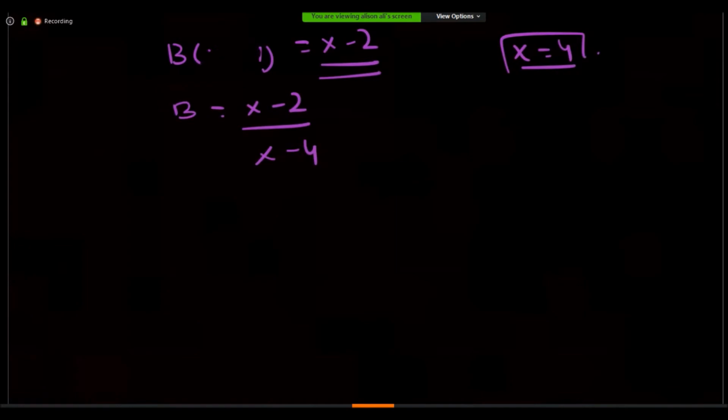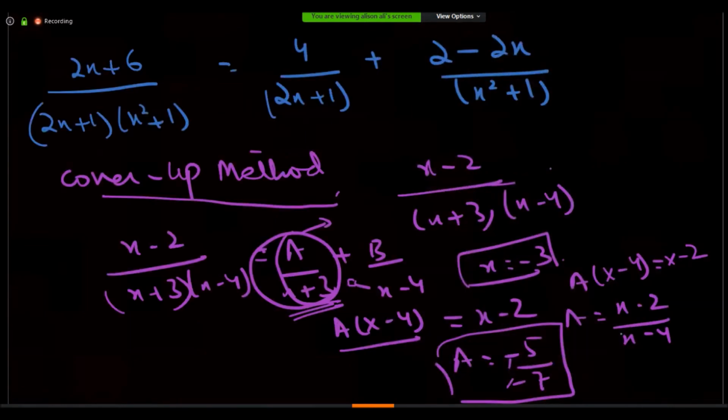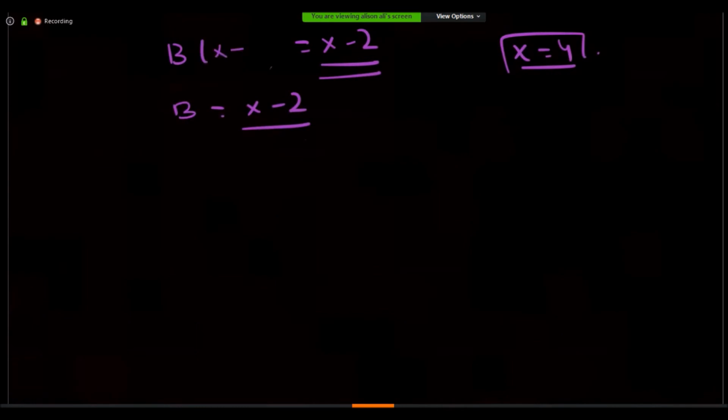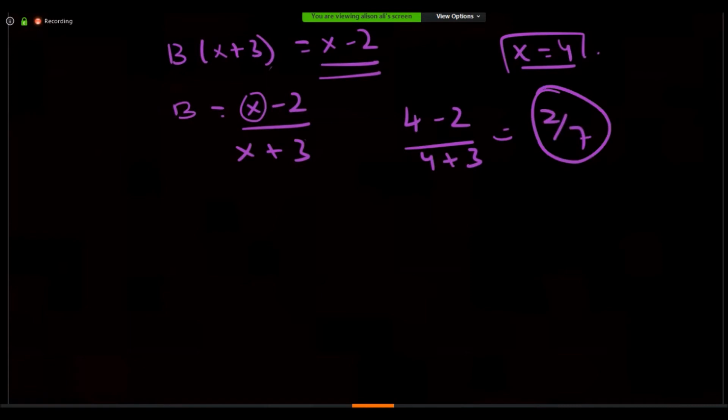When we took the LCM, it becomes x plus 3. Over here, this is being multiplied with x minus 4, and the other, b, is being multiplied with x plus 3 in order to take the LCM. So this is x plus 3 divided by x plus 3, substituting the value x equals 4. So 4 minus 2 over 4 plus 3. So the final answer of b is 2 over 7.